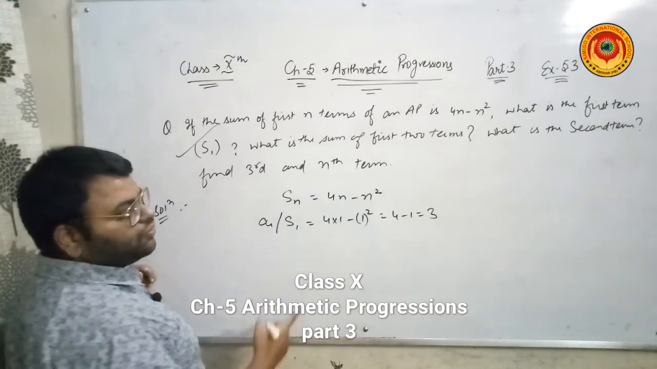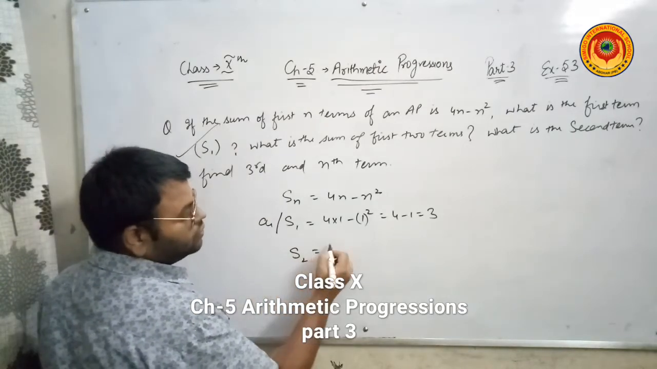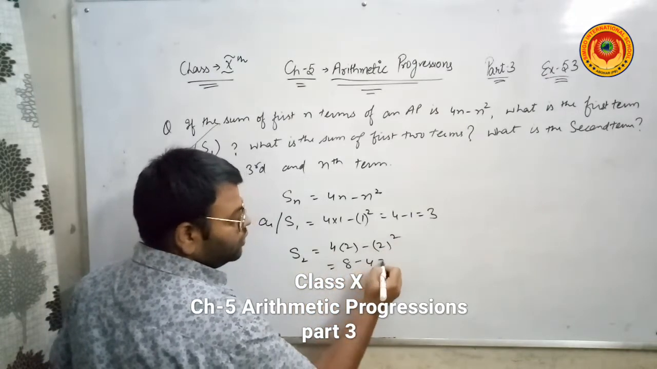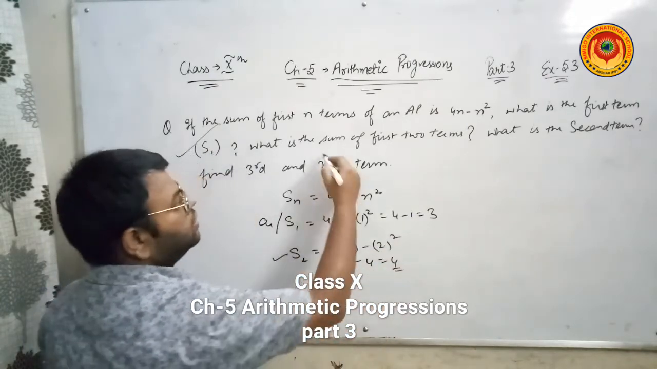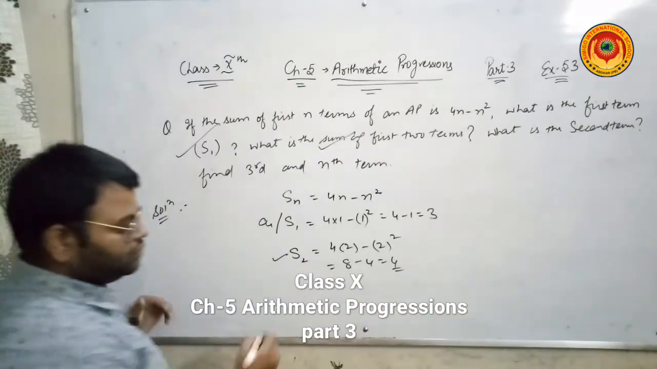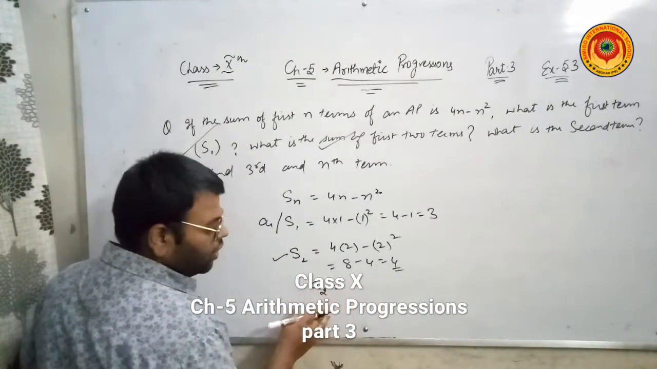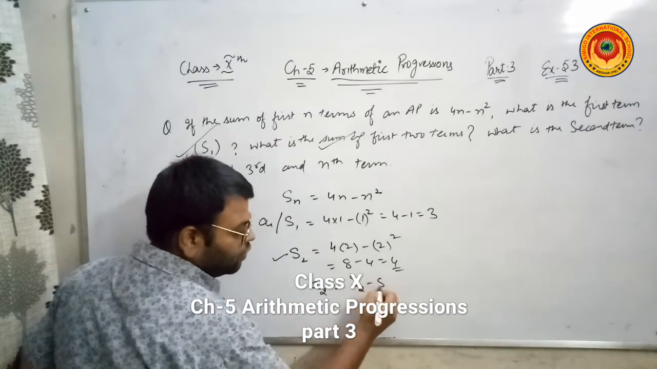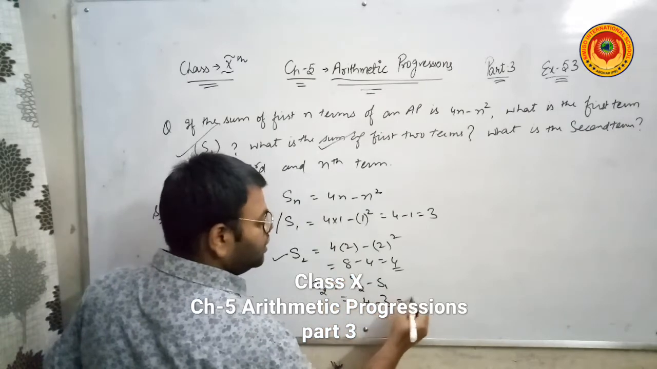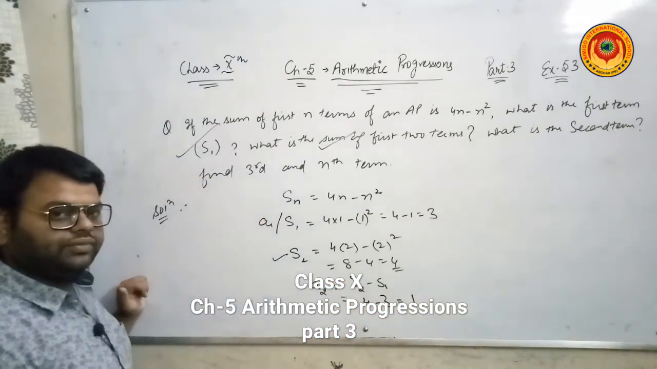Now what is the sum of first two terms? Put n 2. 4 into 2 minus 2 square. 8 minus 4, that is 4. This is the sum of first two terms. Now question is what is the second term? The second term, how can you find it out? Sum of two terms minus sum of one term. Sum of two terms is 4, sum of one term is 3. So your answer is 1.